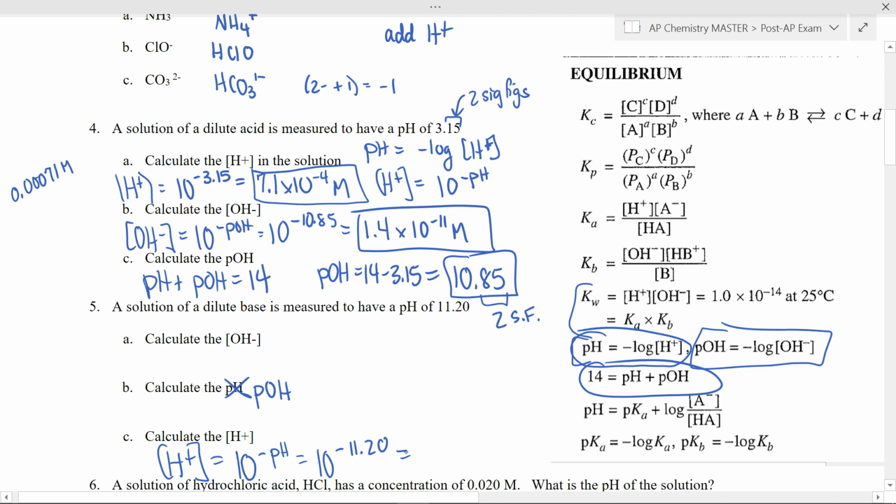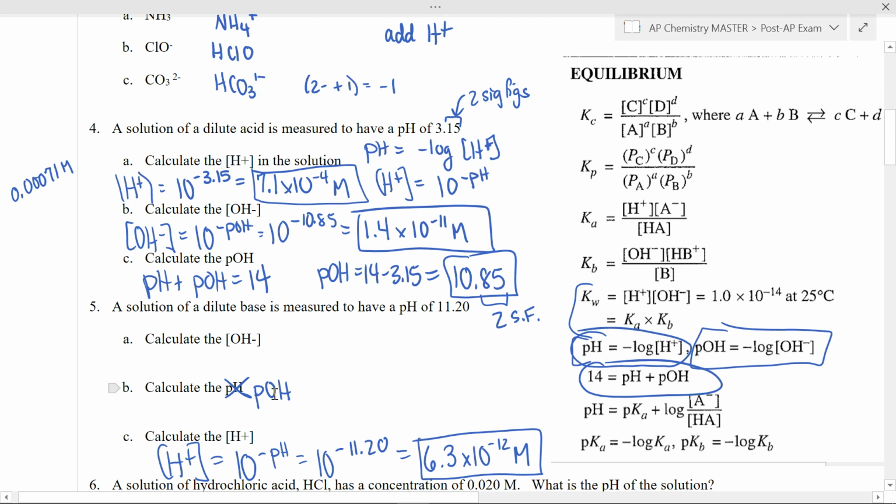All right, so 11.2. And then you do actually have to solve this. You can't just leave it as your final answer. You have to plug it in your calculator and solve. And you end up with 6.3 times 10 to the -12 molar. That's the hydrogen ion concentration. Notice it's a base, so it's got a lot less hydrogen ions.